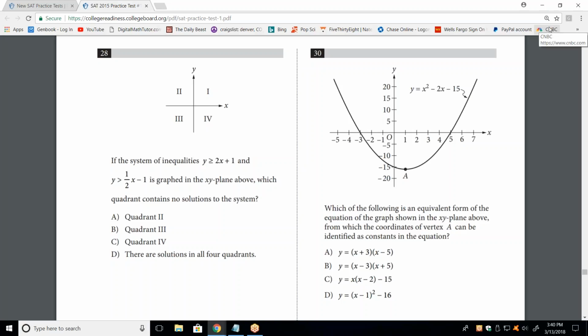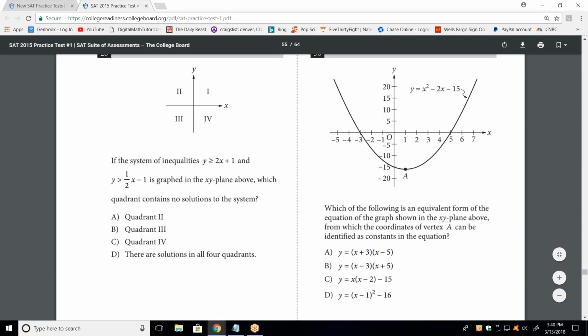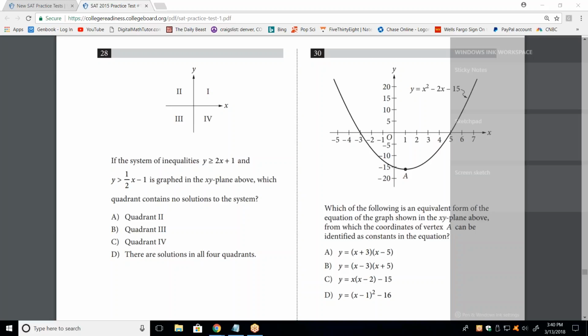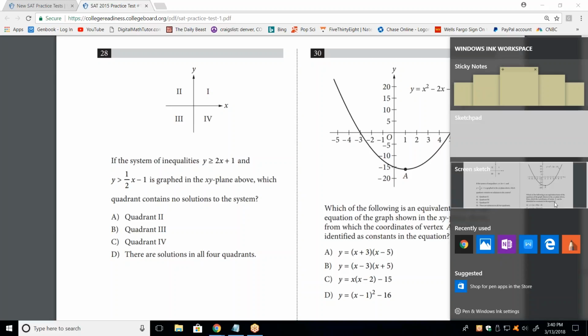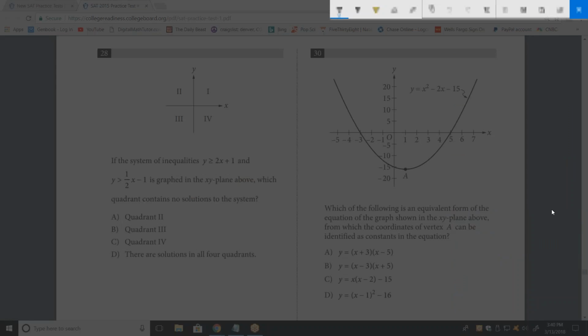Figuring out what's going on with the problem. Well, usually when you don't know how to solve a problem in math on this test, start drawing, graph stuff. So what I'm going to do is graph both of these inequalities, and then I'm going to see if I can figure out what they're talking about after I do that.